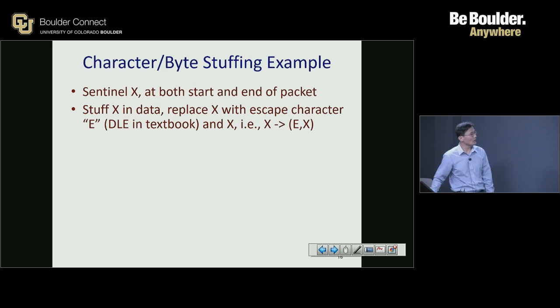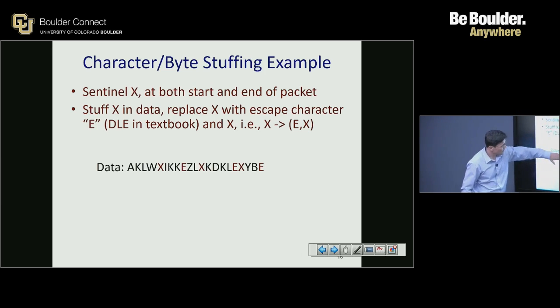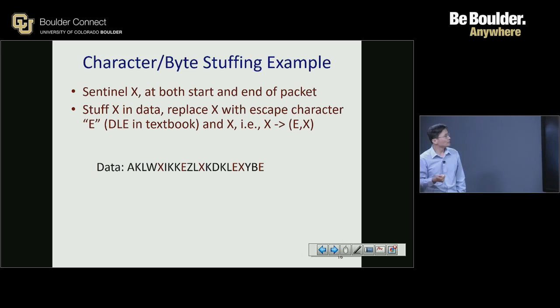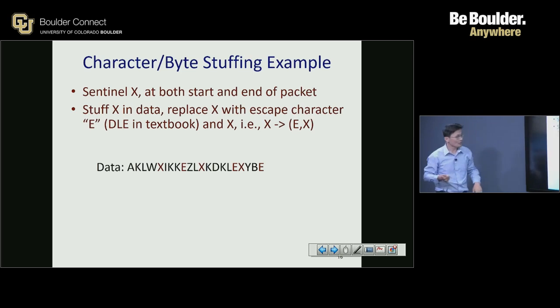So let's go back to this exercise. There's the data we want to send, and it has X and E. E is the escape sequence, in the previous example it was 0. So it's X, E, X, E, X, E. When we send it, what should we do using this stuffing? We have to put X at both the starting and ending of the packet.